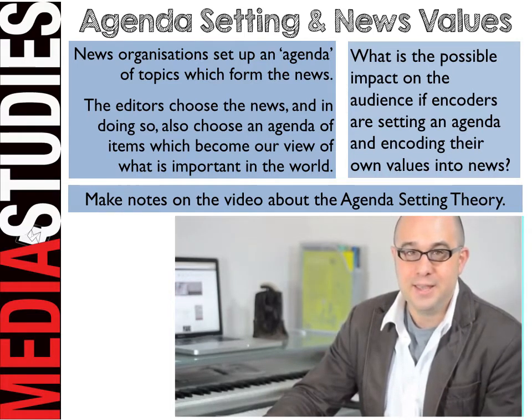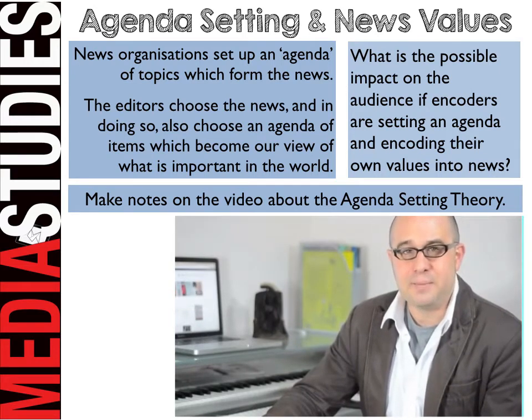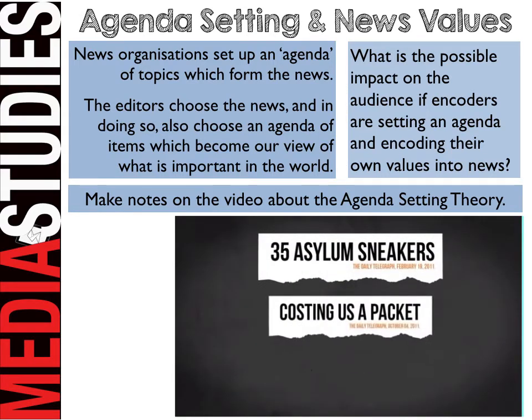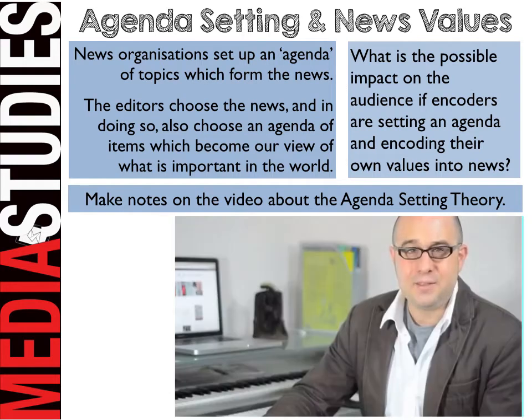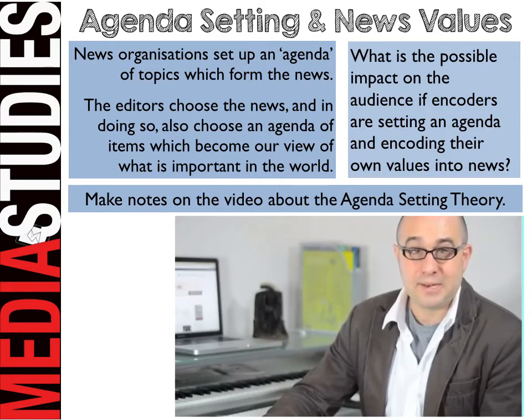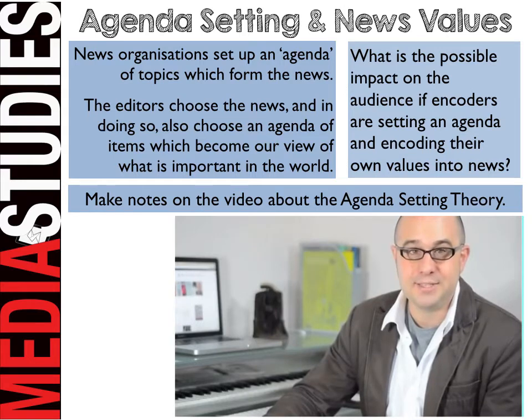The Daily Telegraph and the Herald Sun, which are both owned by News Corporation, seem to frame the issue in a particular way, with headlines like "35 asylum sneakers costing us a packet" and "boat people in our suburbs." Here, the refugee story is framed as a social and economic burden on the Australian people. These stories could be framed to focus on humanitarian issues or whether Australia is meeting its international obligations.